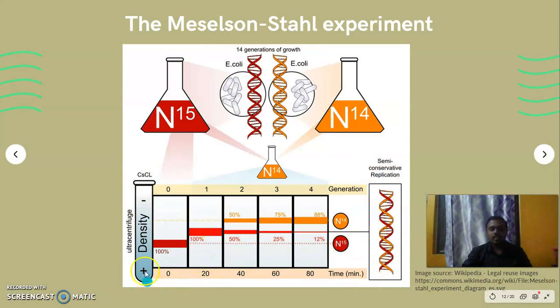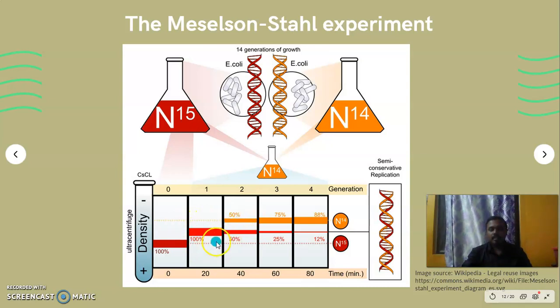This is the 0th reading, the 0th generation, where the medium was completely N15 and not yet switched to N14. Here you could see the density was like N15, so it settled more at the bottom. But when it was switched to the N14 medium, the newly synthesized strands are going to have N14. That's why the single band that formed was in between the lighter version and the heavier version.